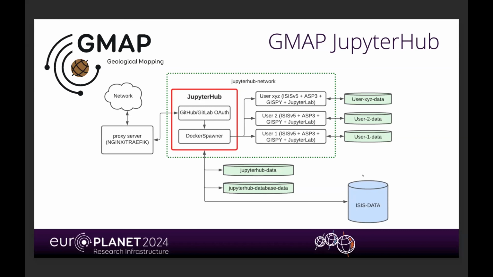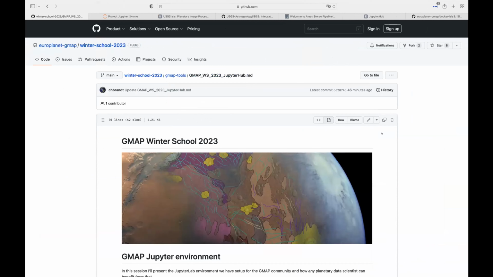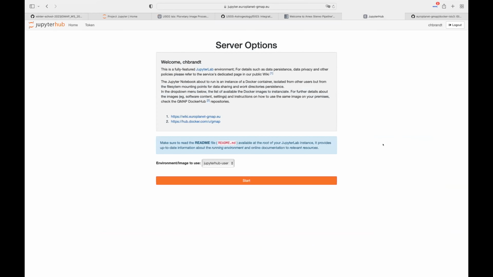You have the containers that use the famous ISIS data and have naturally access to your planetary data. Our service is lying here at jupyter.europlanetgmap.eu. And here it is. It looks like that. As soon as you log in, you start your container. You choose one of the images to do that. You start your container. Hopefully it will start. Let's hope for the best.